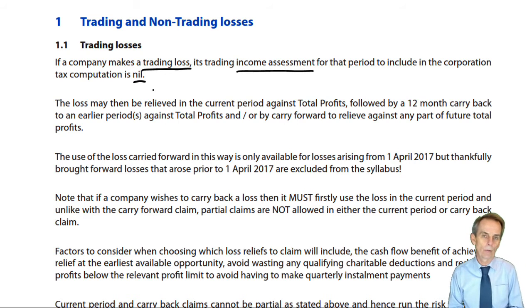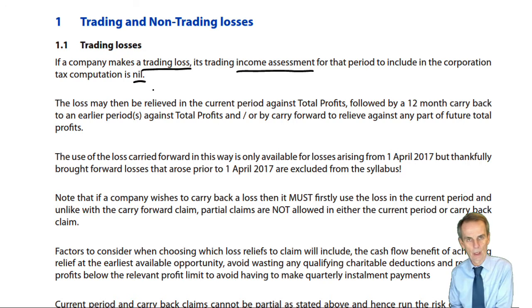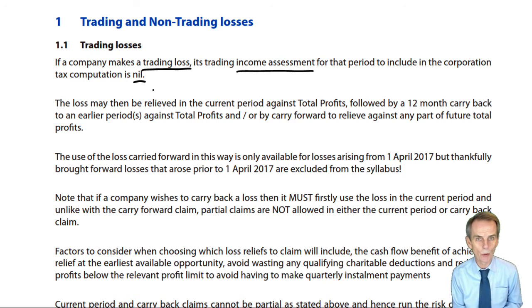Now, we know that we prepare corporate tax computations for accounting periods. In income tax, we prepared income tax computations for a tax year. And when an unincorporated trader made a loss, there were basically three things that you could do. You could set off the loss in the current tax year, carry back to an earlier tax year, or thereafter carry forward to a future tax year. So the idea is simple. In terms of losses when they're experienced for a period, in income tax, the tax year, now in terms of corporation tax, the accounting period. There are basically three ways you can go to use that loss.